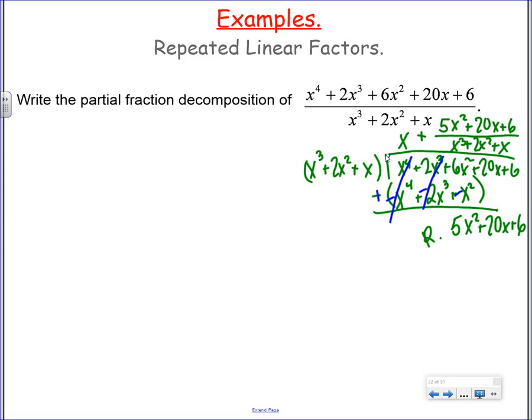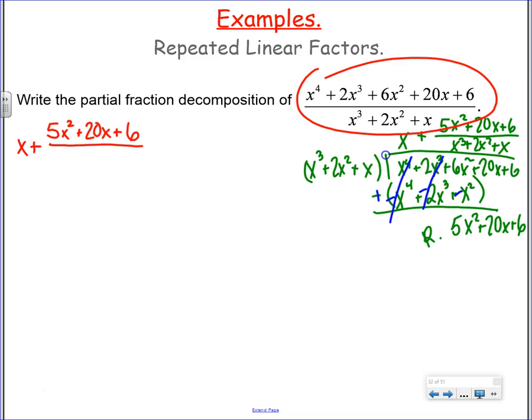I can rewrite this whole shebang as x plus 5x squared plus 20x plus 6 all over x times x squared plus 2x plus 1. I factored an x out. Is that okay? Yes. Ooh, can I factor more? Can't I make it x plus 1 times x plus 1?